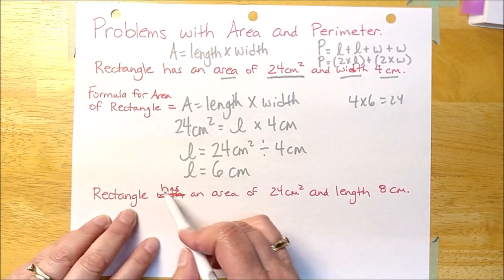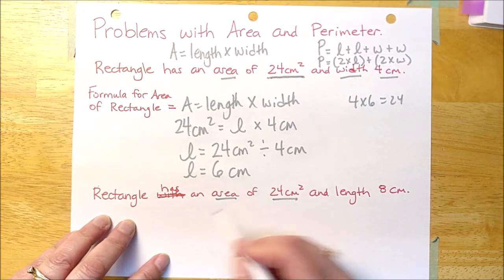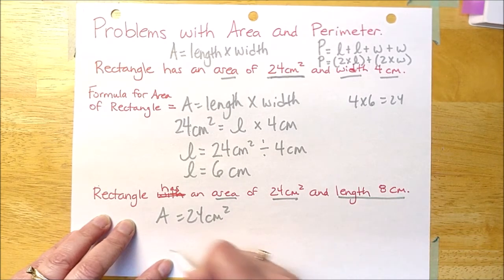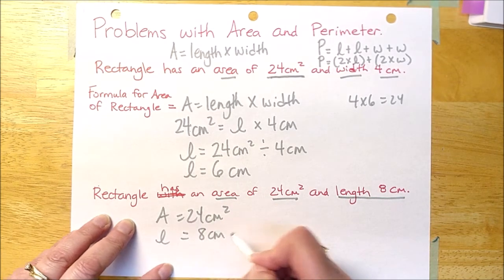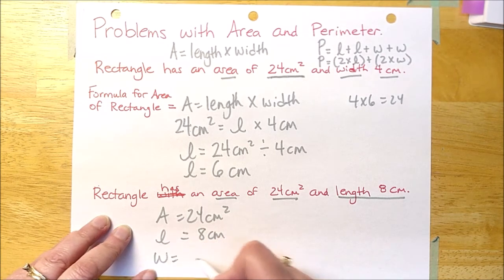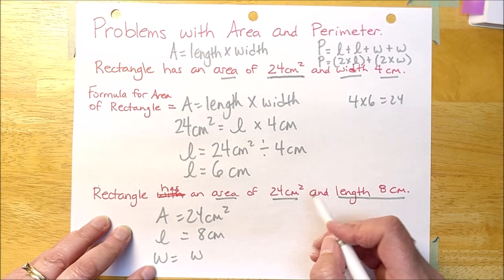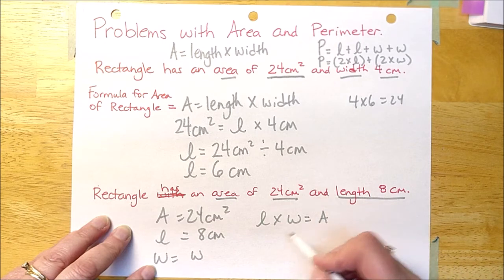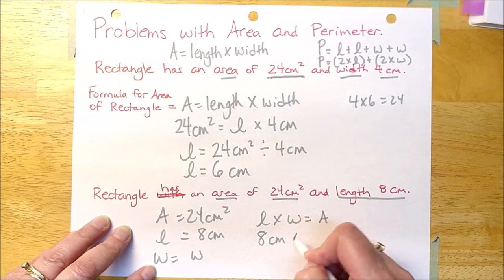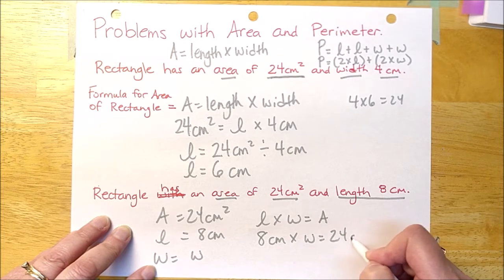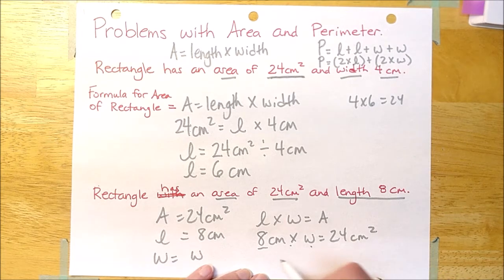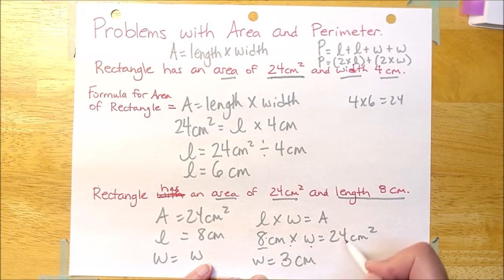So here's another question. Now your rectangle has an area of 24 again. So our A is 24 centimeters squared. Our length is 8 centimeters. So which one are we missing? We're missing our W. So we're going to say our width is a W. So if I'm going to figure this out, I would say length times width equals area. Length is 8 centimeters times I don't know what equals 24 centimeters squared. So 8 times what equals 24? And it's 3. 3 centimeters. So my W equals 3 because 8 times 3 is 24.